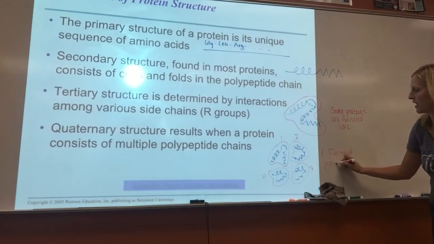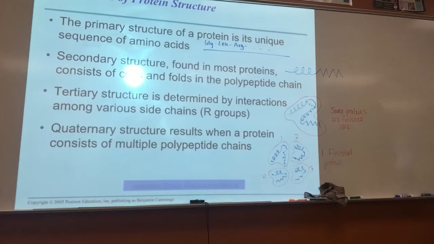An example that I used yesterday, anybody remember the example that I used yesterday that this is the case for? Yeah, it's hemoglobin. So an example is hemoglobin in your blood. It has more than one polypeptide chain. So some are finished here, some have the quaternary structure. So those are your four levels.